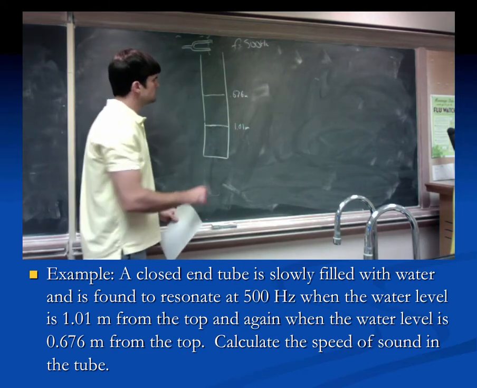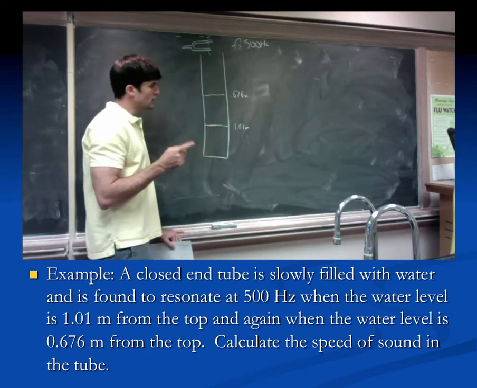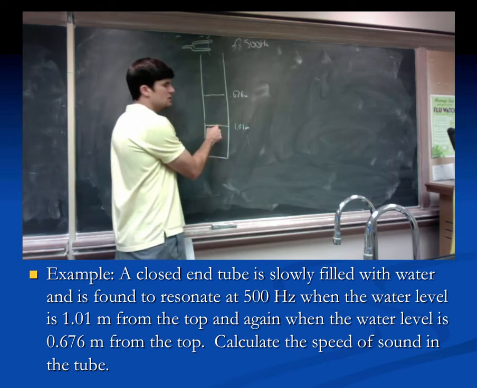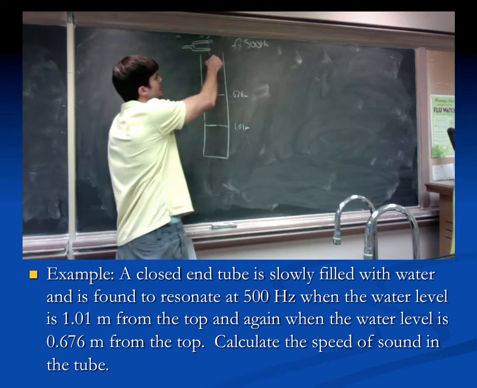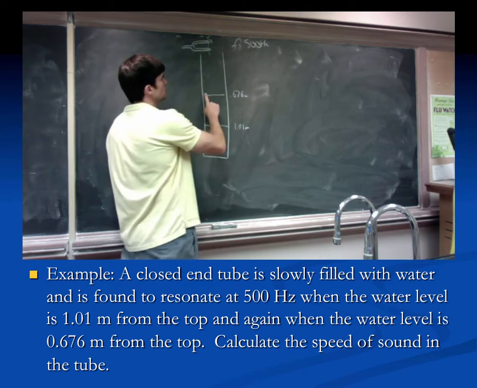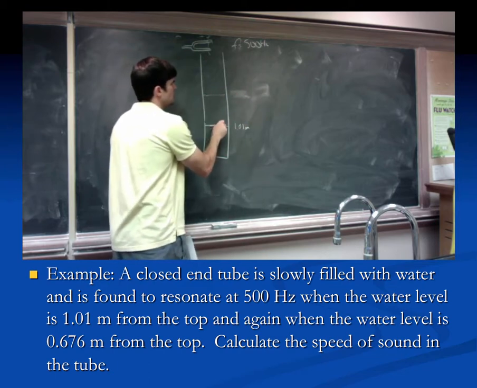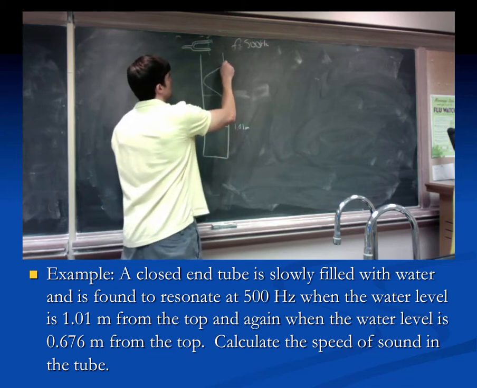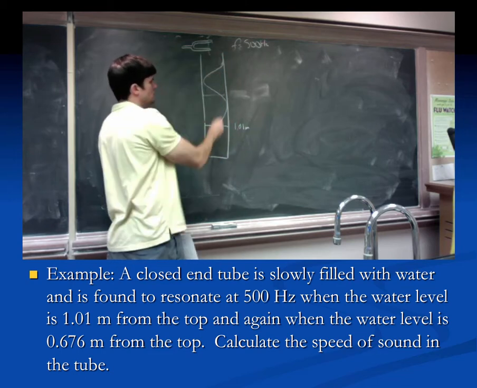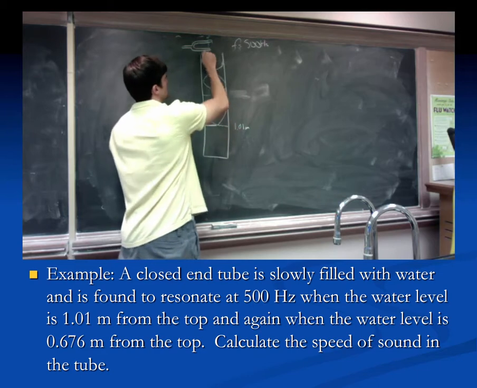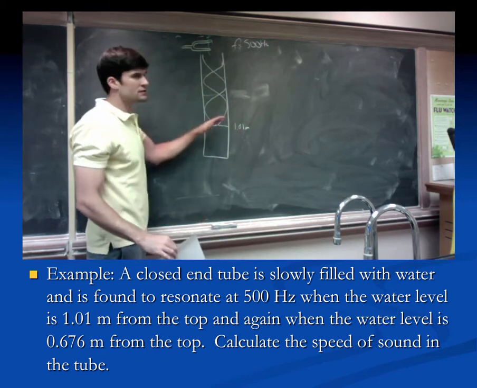Okay. Remember the requirements for resonance to occur. There has to be a node at the closed end and an antinode at the open end. So let's look at the first instance. That means that there has to be a node here and there has to be an antinode here. So it would look something like this.